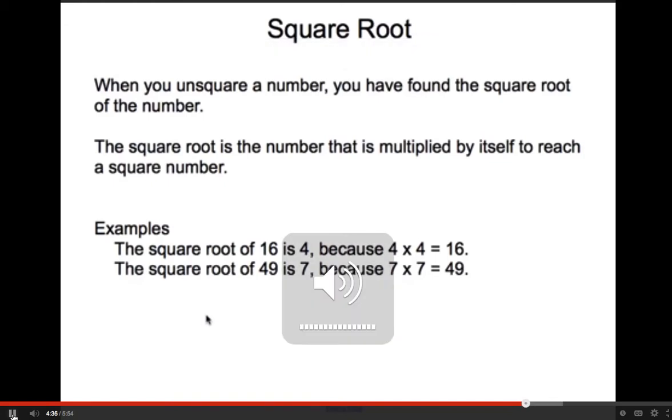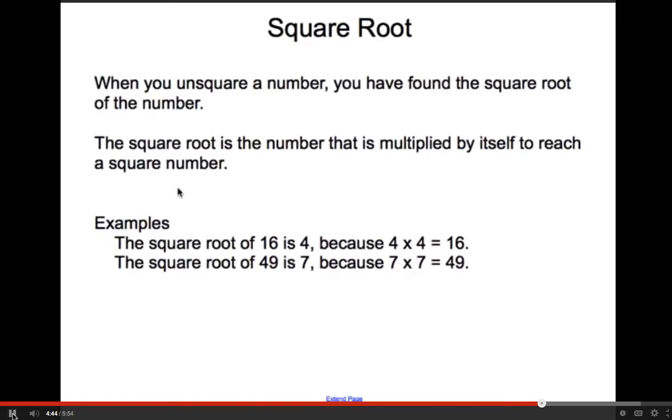When you unsquare a number, you have found the square root of the number. The square root is the number that is multiplied by itself to reach a square number. Here are some examples. The square root of 16 is 4, because 4 times 4 equals 16. The square root of 49 is 7, because 7 times 7 equals 49.